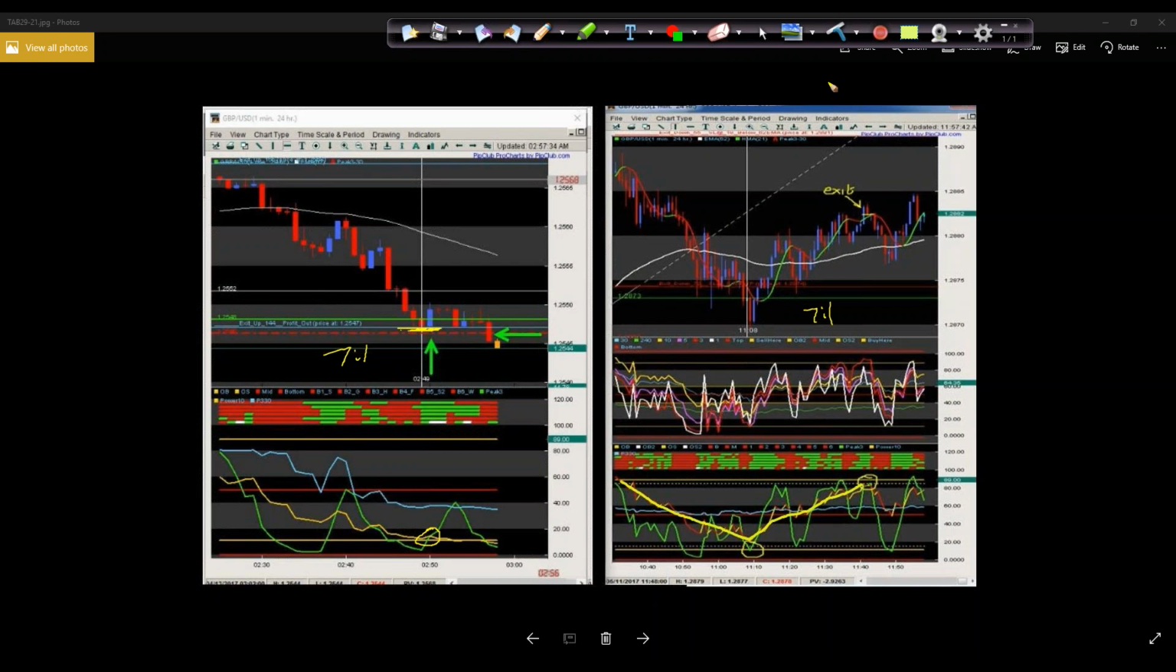Questions about these two? Same trade, same position. I loved it because these trades came in a couple days apart, and exact same thing. Any questions about that?